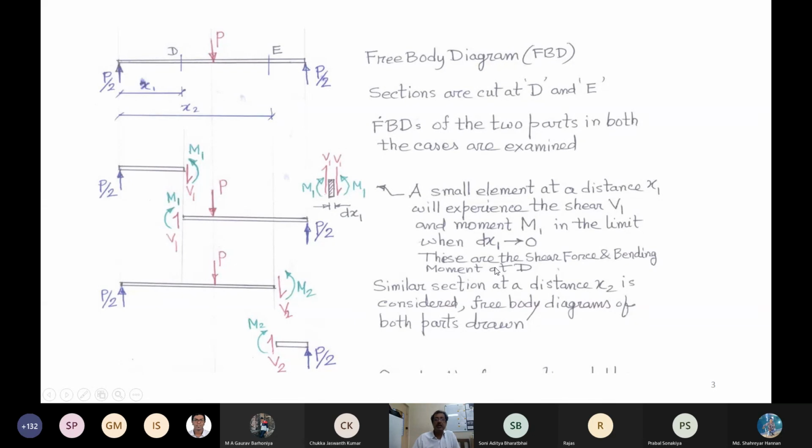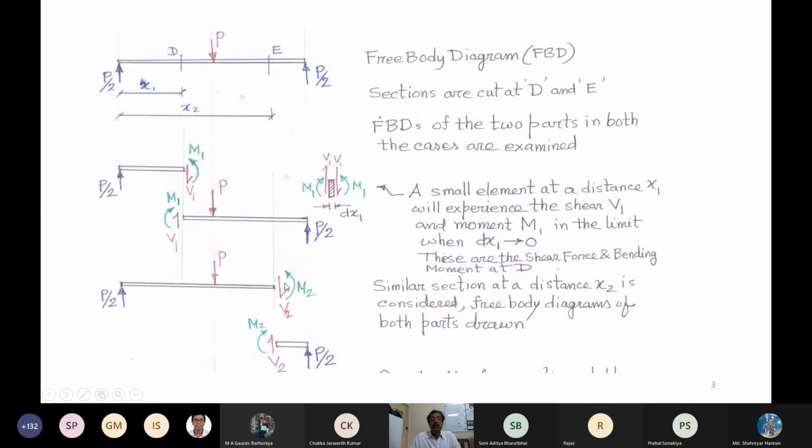I have not done this. I have left it out for you. So now you vary X1 from here to here. So you get the shear force and bending moment. So that's it. Nothing else. You similarly proceed for this section, you will get some answer. But remember, once you cross the P, then the equation actually changes behavior.